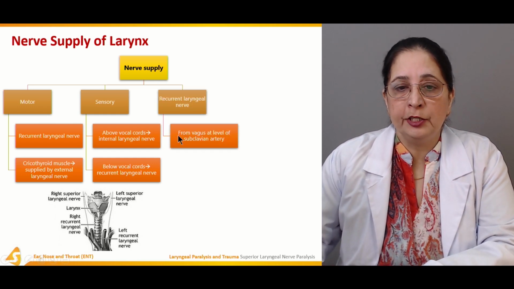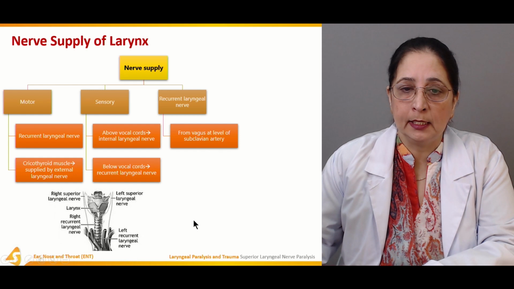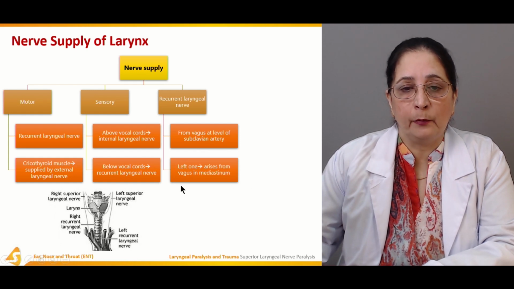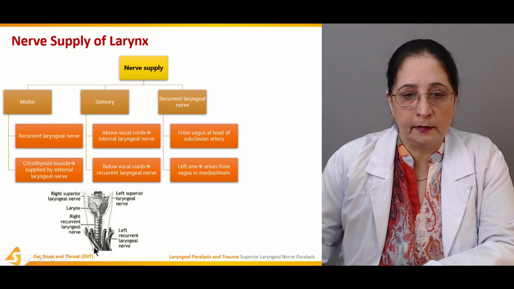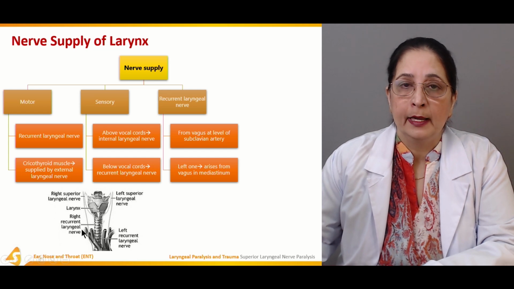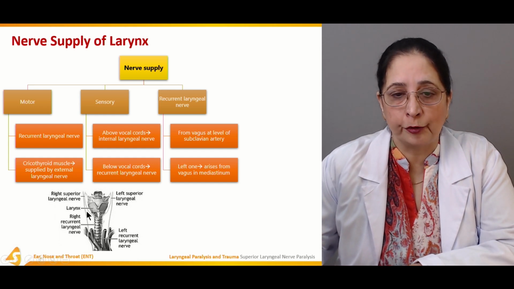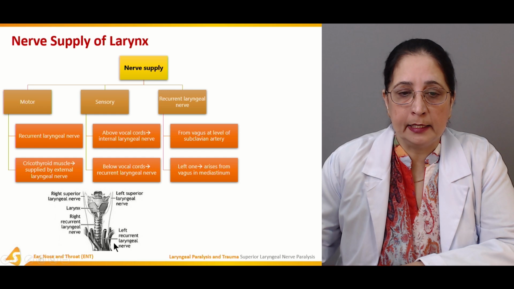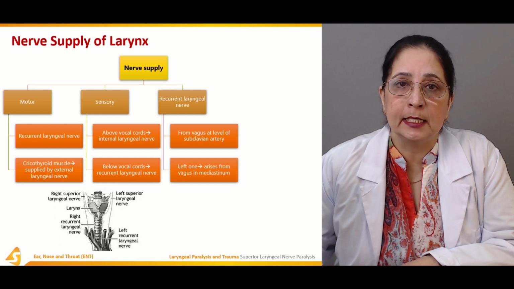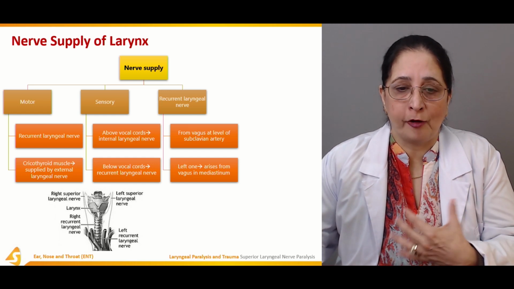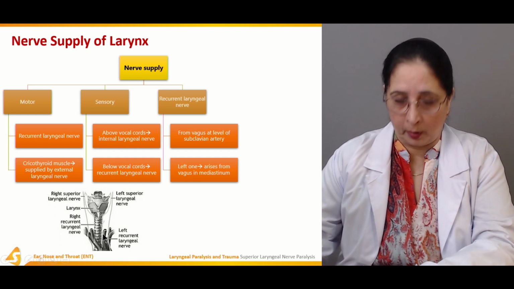Then the right recurrent laryngeal nerve arises from the vagus at the level of the subclavian artery. The left one arises from the vagus in the mediastinum. So this is the right recurrent laryngeal nerve. It arises from the vagus nerve at the level of the subclavian artery, and this is the left recurrent laryngeal nerve. It arises from the vagus in the mediastinum. Mediastinum is the thoracic region, so the left one arises in the mediastinum, a little lower.